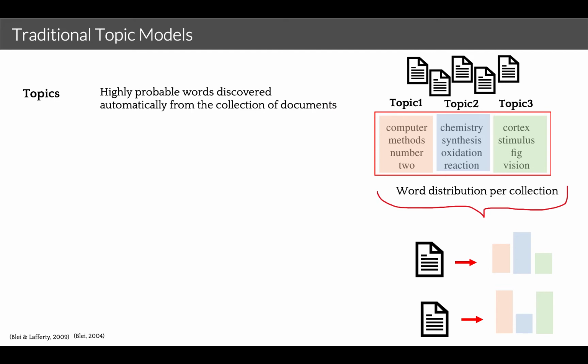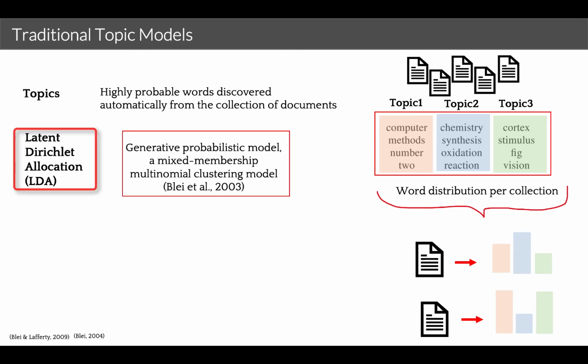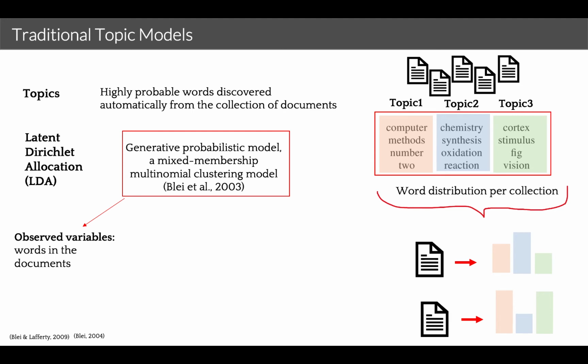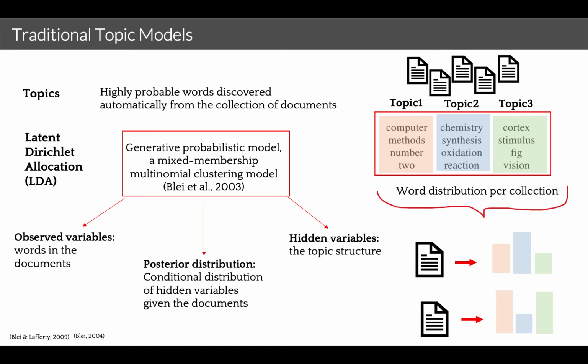To detect these topics, we need to infer hidden structures of the collection. Latent Dirichlet allocation, LDA, is a generative probabilistic model that applies a joint probability distribution of observed and hidden variables. It is also a mixed membership multinomial clustering model. So we have observed variables that are words in a document, and hidden variables that are the topic structure. We need to determine the posterior distribution, which is the conditional distribution of hidden variables given the documents. Inferring the hidden topic structure from the document is a problem of computing the posterior distribution.